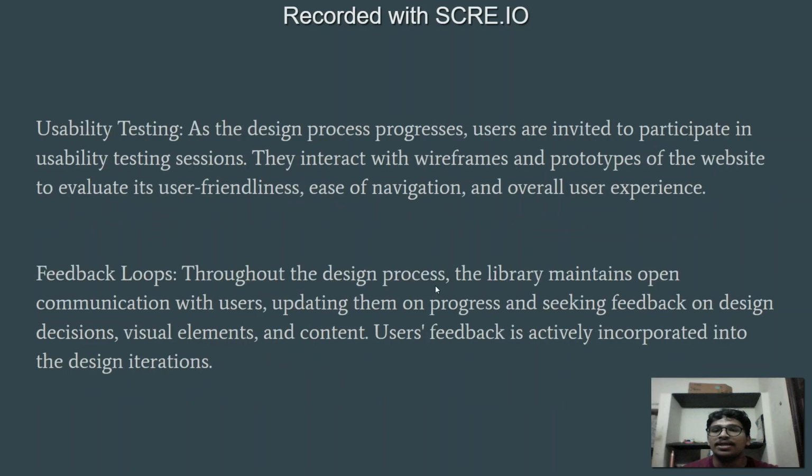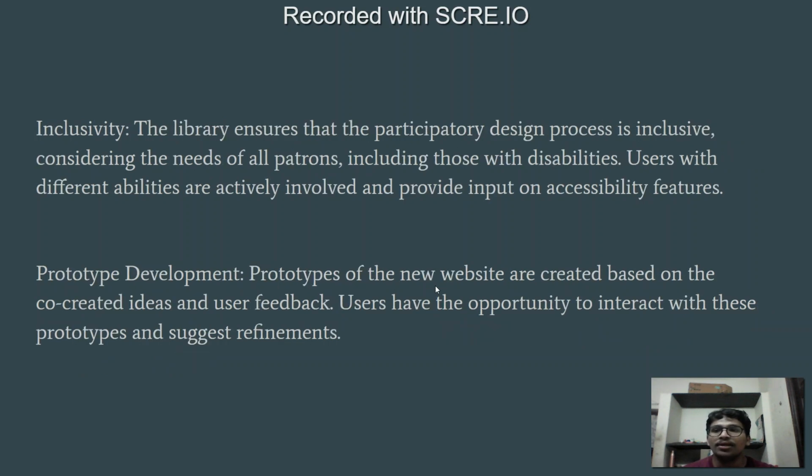Usability testing. As the design process progresses, users are invited to participate in the usability testing sessions. Feedback loops. Throughout the design process, the library maintains open communication with users, updating them on progress and seeking feedback on design decisions, visual elements, and content. Inclusivity. The library ensures that the participatory design process is inclusive, considering the needs of all the users, including those with disabilities.